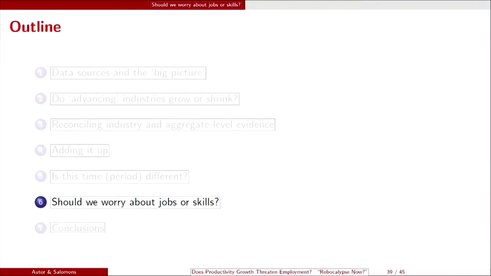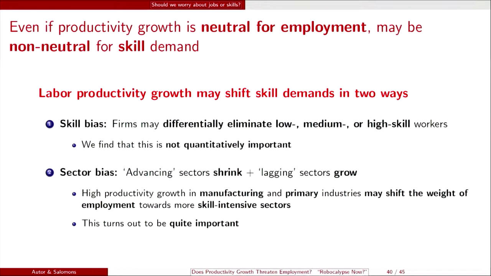So now let me turn to what we think of as a probably even more fundamental point and a little bit less self-evident, which is the relationship between productivity growth and skill demands. So labor productivity growth could affect skill demands in two different ways. One is it could just be skill biased, that where sectors see rising productivity, they start eliminating low-skill workers prior to middle-skill workers, prior to higher-skill workers. Quantitatively, we do not find that's important. We know computerization has been skill biased, but we don't see evidence that where overall labor productivity is rising, industries are differentially substituting away from one skill group towards another.